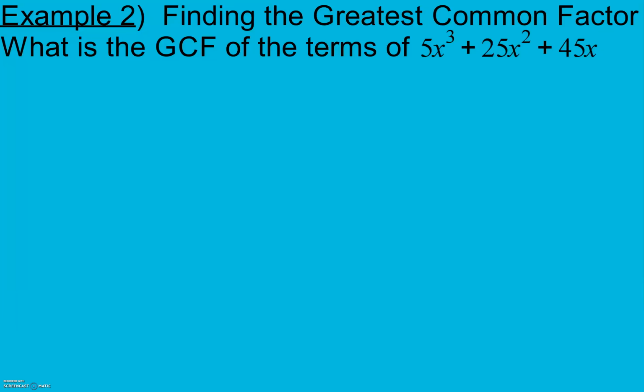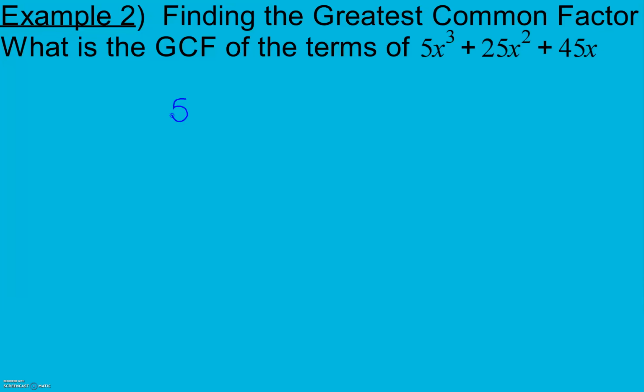In example 2, we're going to find the greatest common factor of our terms. So here we have three terms. We have a 5x cubed, 25x squared, and a 45x. So in order to find our greatest common factor, we need to have each of our terms in factored form. So we want to break them down to their prime pieces. 5 just is a 5.